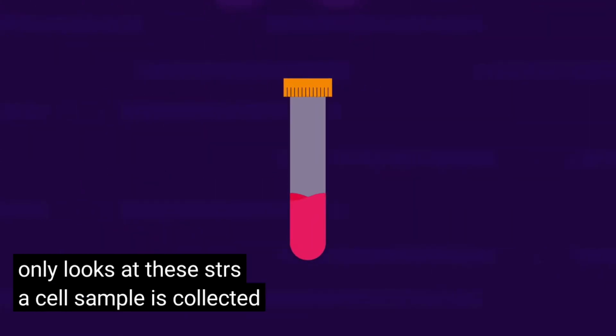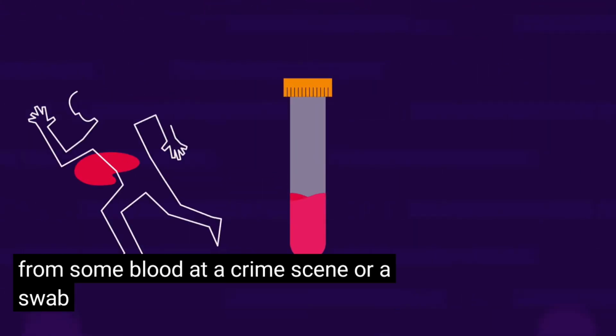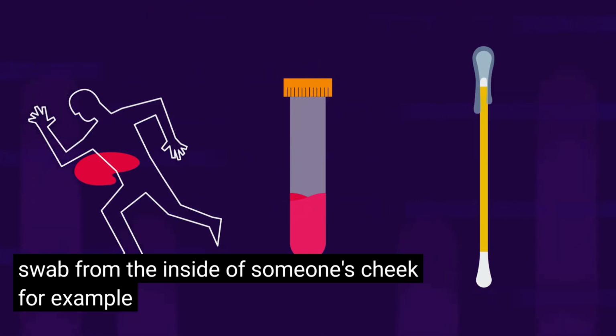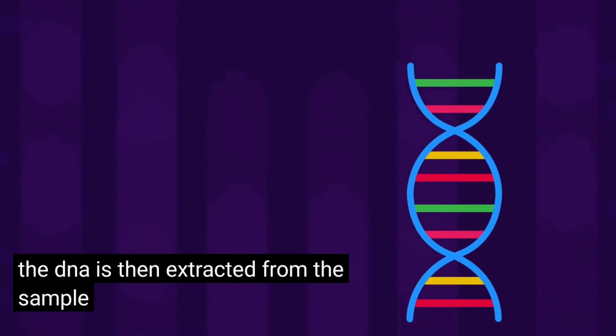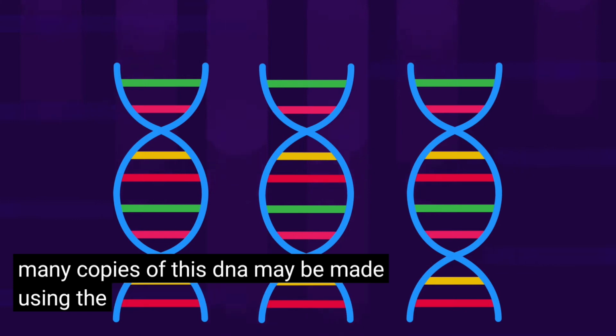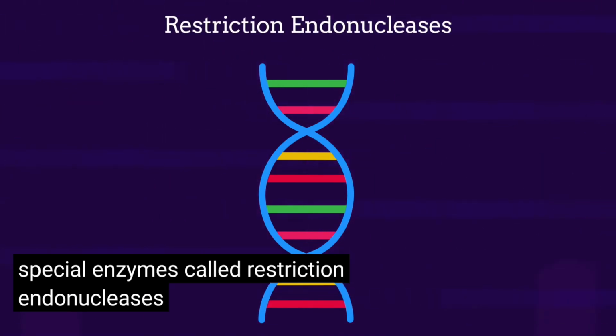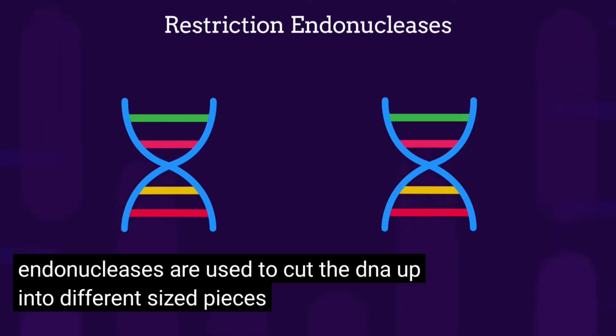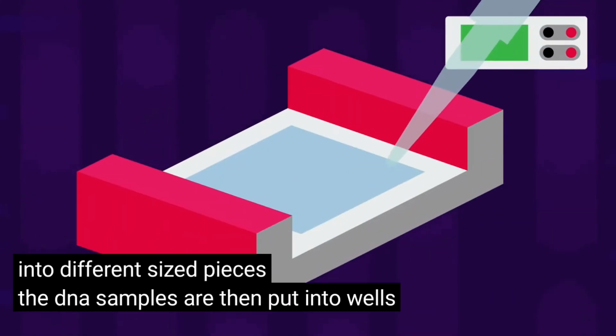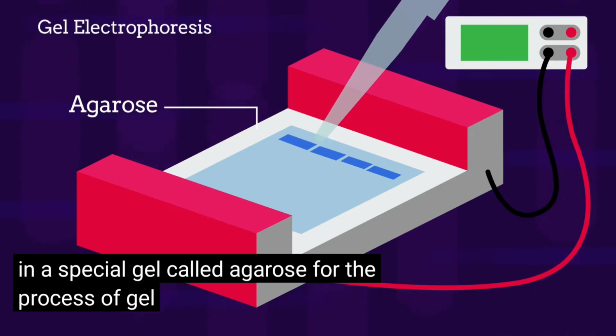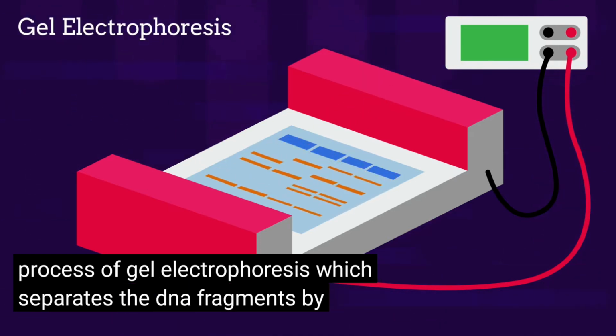A cell sample is collected. This could be from some blood at a crime scene, or a swab from the inside of someone's cheek, for example. The DNA is then extracted from the sample. Many copies of this DNA may be made using the polymerase chain reaction, or PCR. Special enzymes called restriction endonucleases are used to cut the DNA up into different size pieces. The DNA samples are then put into wells in a special gel called agarose for the process of gel electrophoresis, which separates the DNA fragments by size.